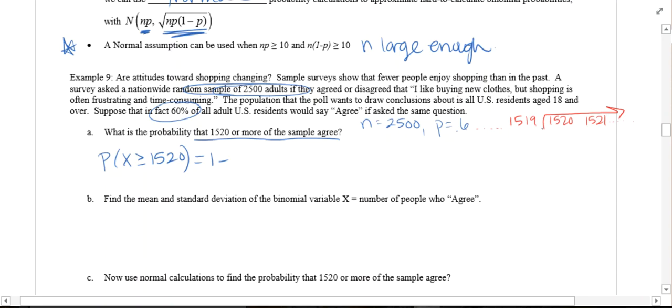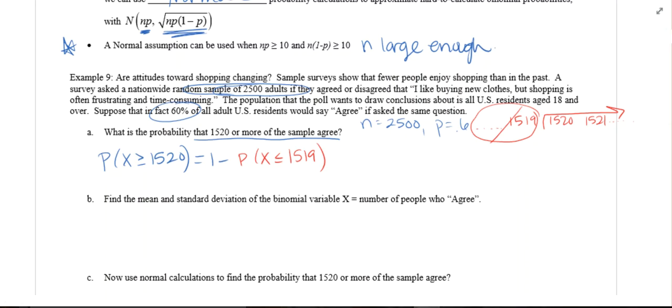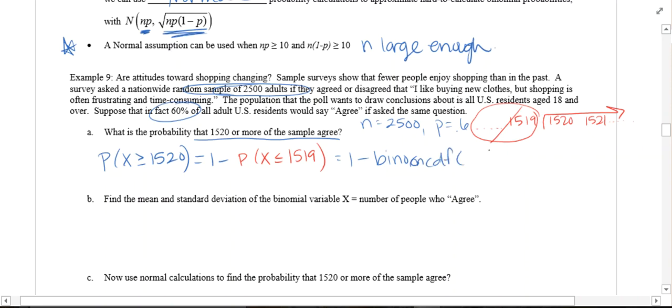So what do I need to subtract off? I need to subtract off 0 to 1519. So I'm going to do 1 minus the probability x is less than or equal to 1519. And that will tell me the answer. Okay, so to do that, this would be 1 minus binomial CDF. My n is 2500, p is 0.6, and I'm going to put 1519 in there.